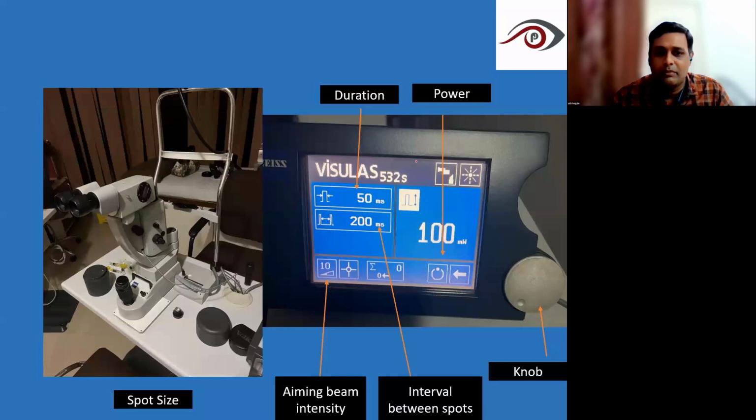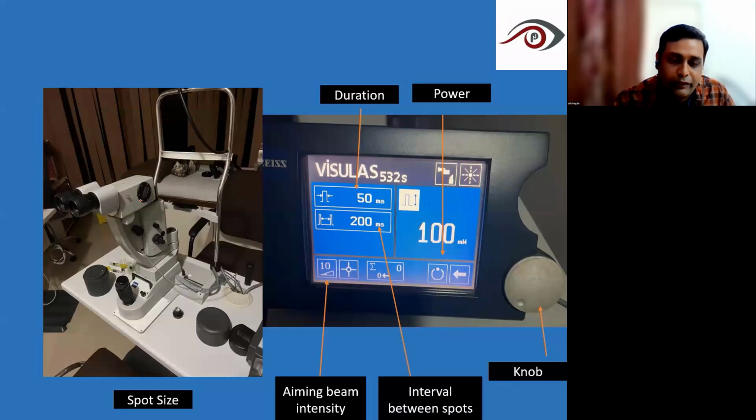So this is the laser machine that I use. And here what I'm showing is the laser settings. The first part is the duration, which I kept at 50 milliseconds. The second part is the interval between the spots. This is the power where I have kept it, and this is a knob to increase and decrease the power. Here the lower edge one is the aiming beam intensity. And in the machine itself there is a spot size. So we start from 100 to 200.